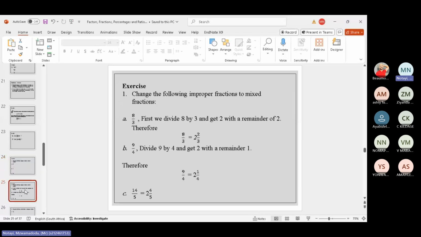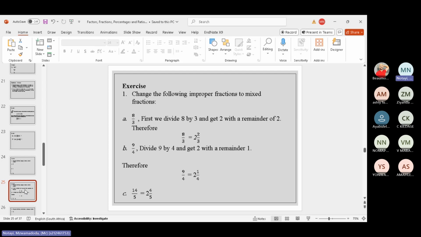Change the following improper fractions into mixed fractions. So 8 divided by 3. First, we divide 8 by 3 and get 2. 3 in 8, there will be 2, which remains our whole number, with a remainder of 2, which becomes the numerator, and then we don't change the existing denominator, which is 3. So we have 2 and 2 over 3.